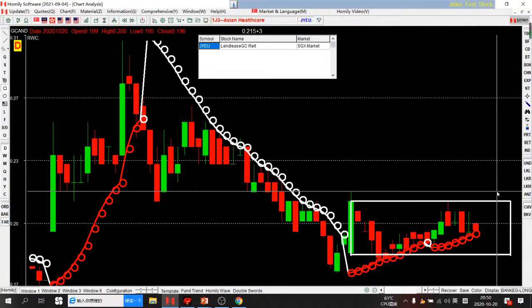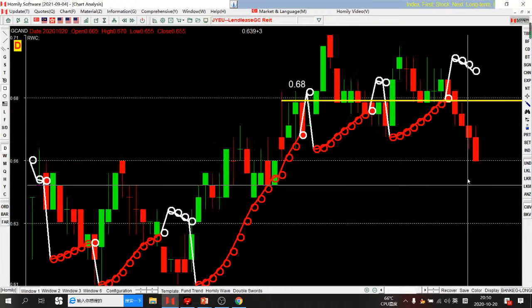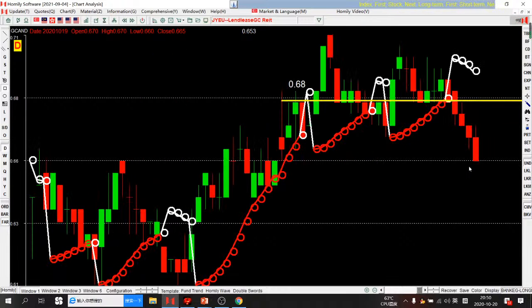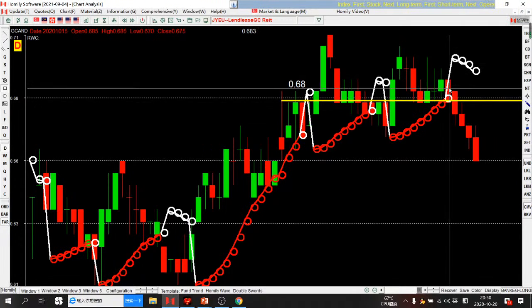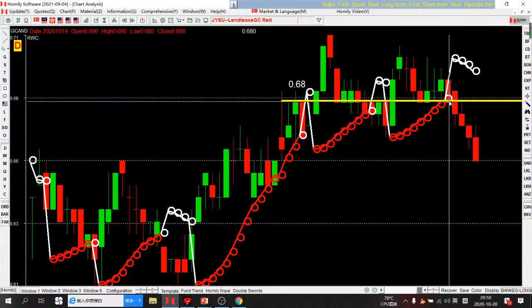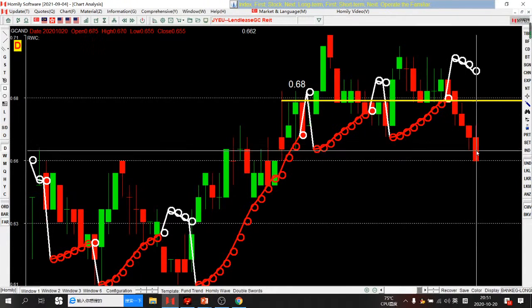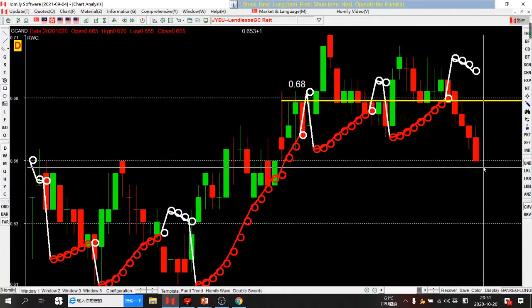JYEU, land lease REIT. Okay, land lease REIT. We know, in fact, it's already a white circle, and it has already broken below the first white circle. So in fact, you should close your position earlier to avoid the risk. All right. So now the share is already forming a downtrend.